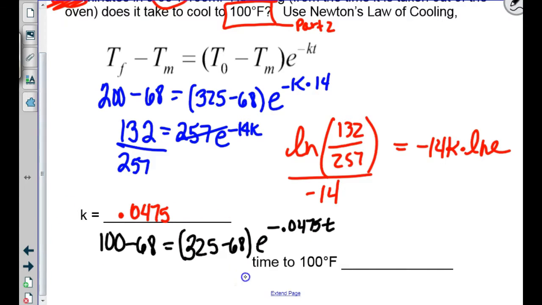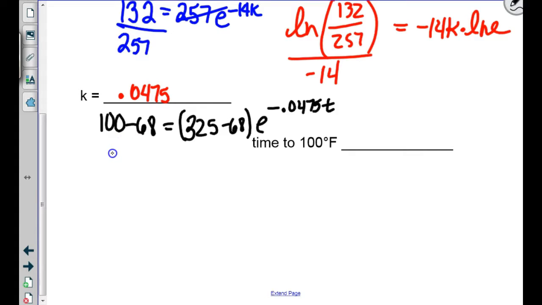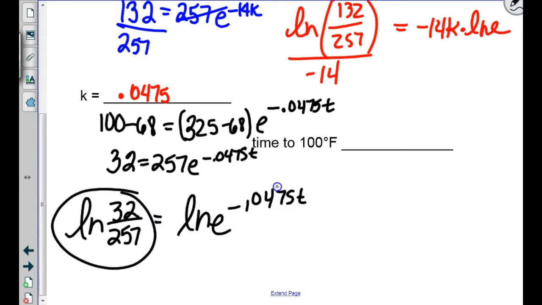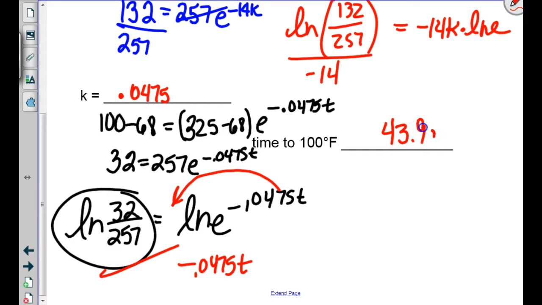So what do I do first? Okay, I get, is this 32, guys? Okay, this is still 257, right? Okay, so then I'm going to have 32 over 257, and I'm going to take the log of both sides. So I'm going to get this number, and then I'm going to need to, what? Yeah, because this moves out front, so I need to divide. So someone find me that answer. So around 44 minutes. Okay. Anybody else getting that? Yes? Okay. All right. Any questions about Newton's law?